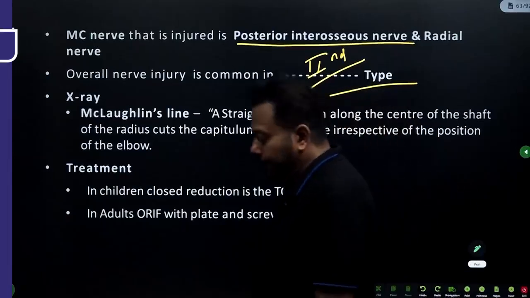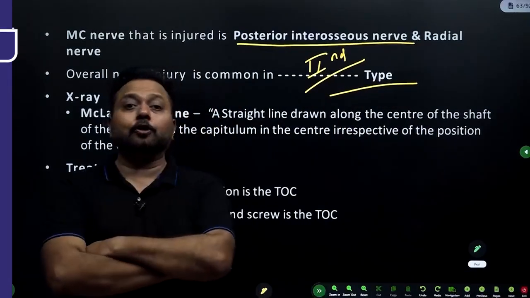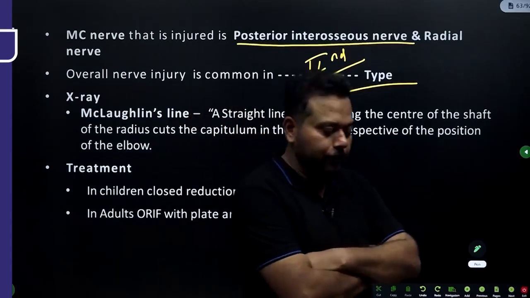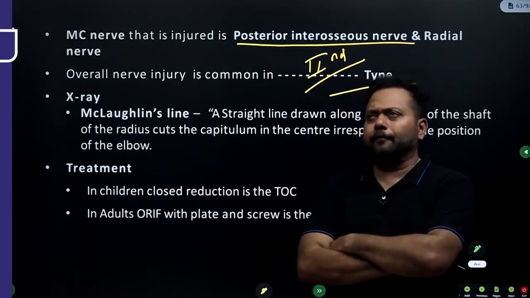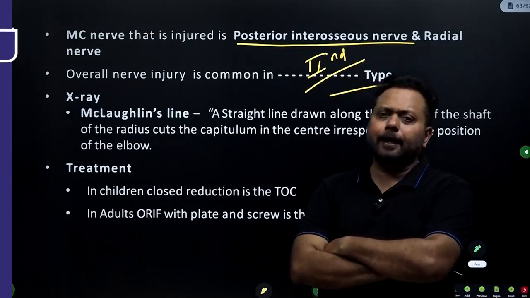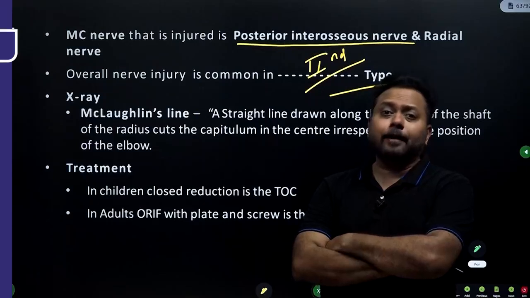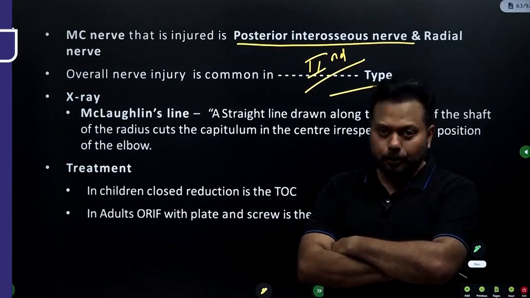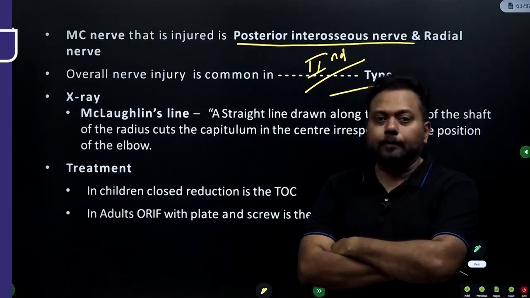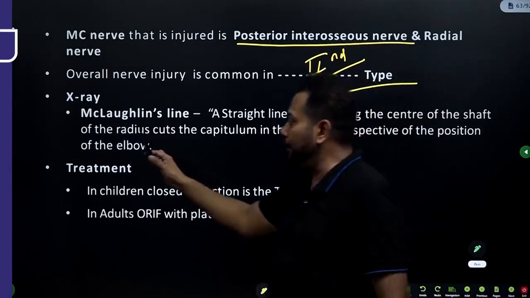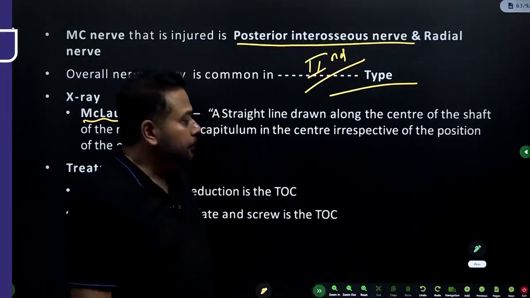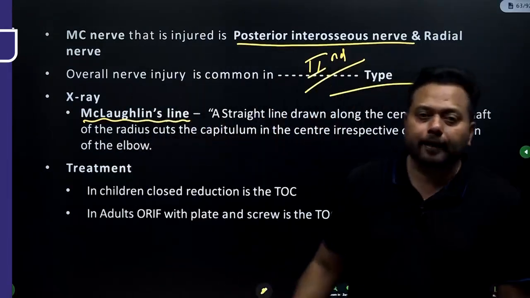Monteggia's fracture is otherwise called treacherous fracture. Treacherous means cheating. Why? Because this is a fracture of the upper third ulna, anybody can diagnose it with an X-ray, but many times the radial head subluxation will cheat us. That's why it's called a cheating or treacherous fracture. To overcome this, we follow McLaughlin's line, and then this fracture can no longer cheat us.